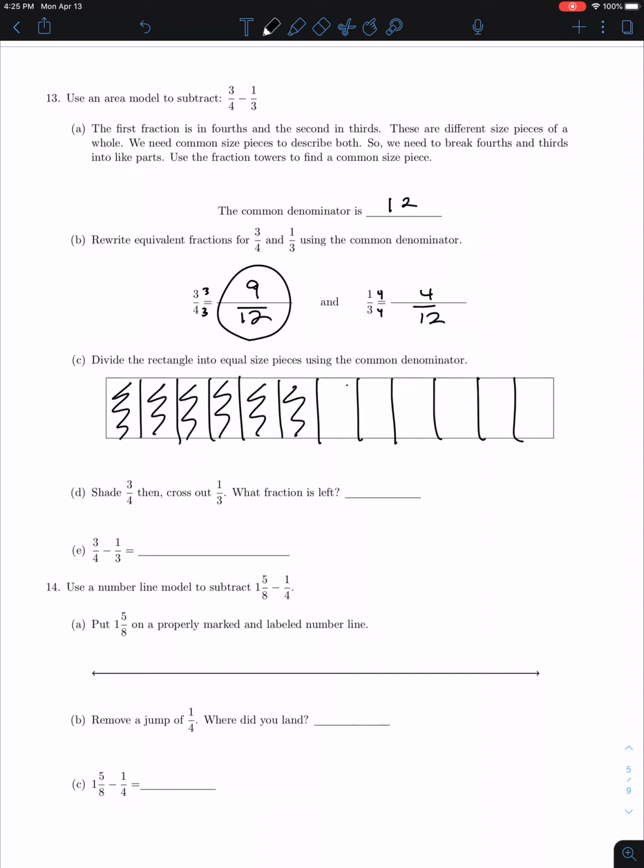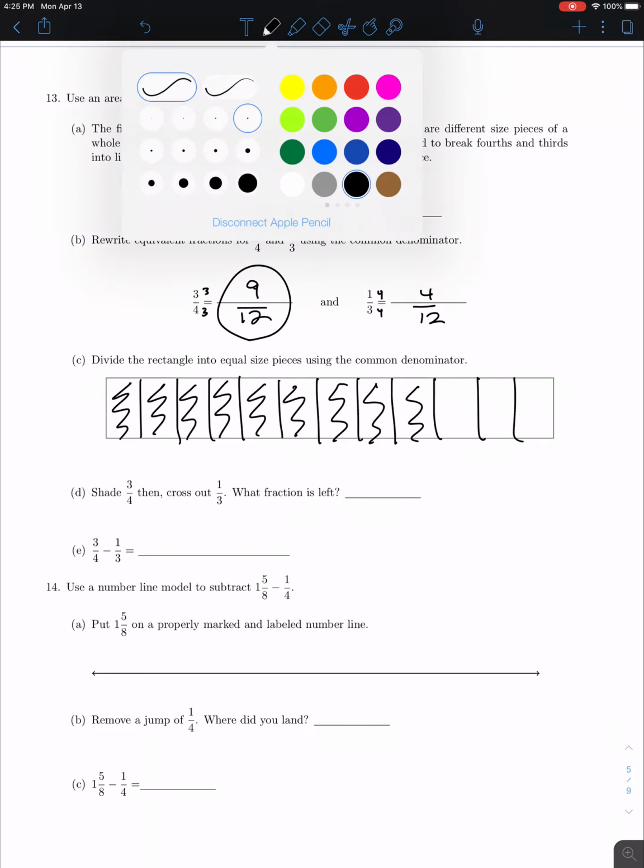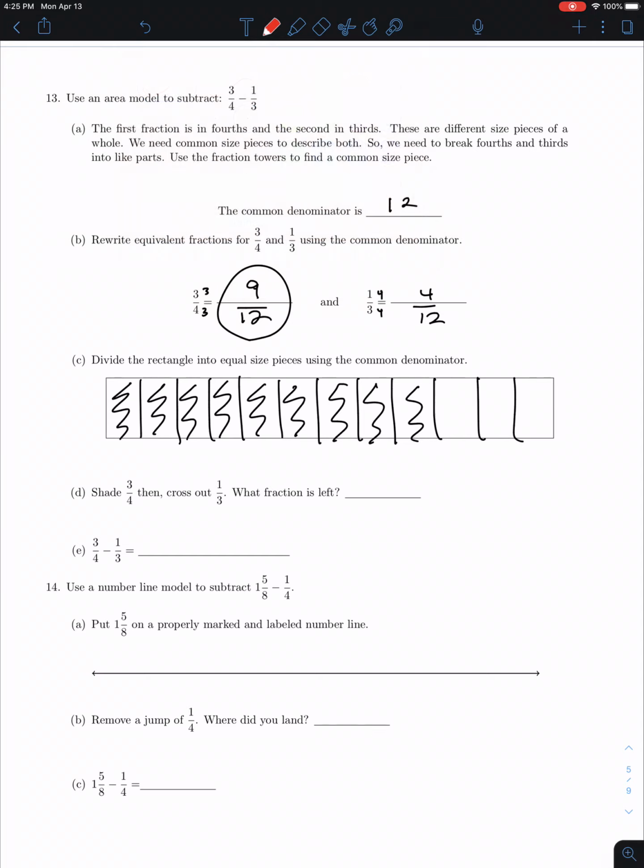5, 6, 7, 8, 9. But now, since we're doing a subtraction, instead of adding more on, what we want to do is cross some off. So I want to cross out 4 of them. So I want to get rid of this one, this one, this one, and this one. So how many boxes do I have left? So I've got 1, 2, 3, 4, 5 out of 12. So 5/12 is left. So my final answer, again, because this doesn't simplify, would be 5 over 12.